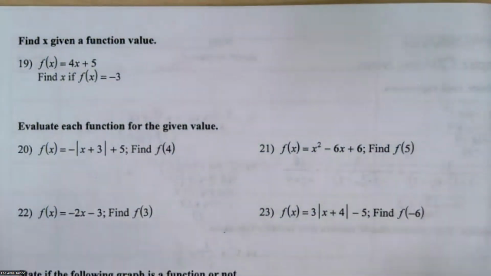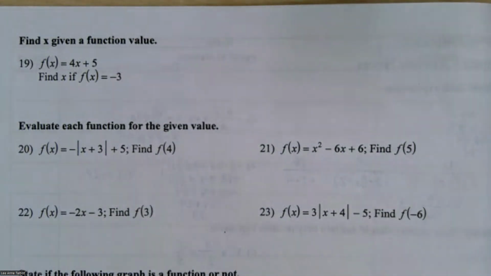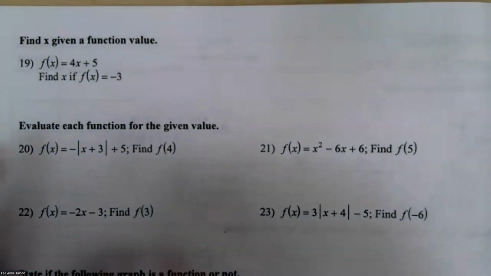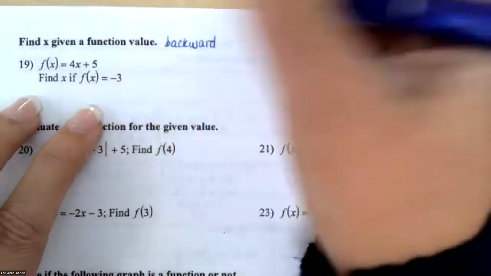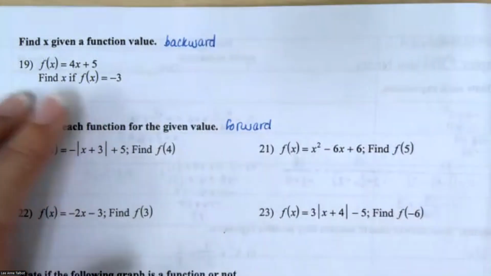Next set of problems, we have some function machines. Can you guys tell the difference between a forward and backward function machine? What is number 19, forward or backward? Backward. And these are all forward.